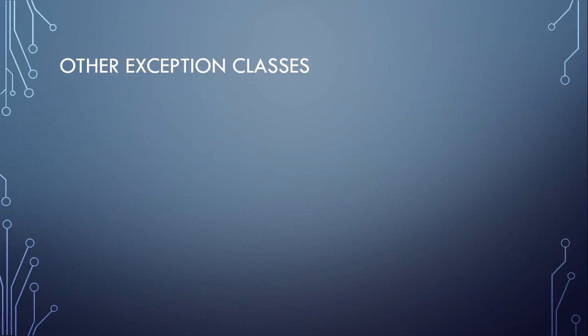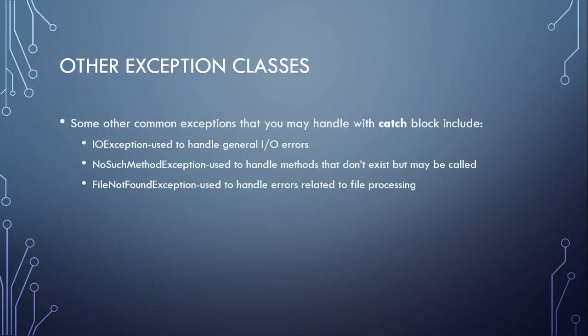If we look at other exception classes, some of the other common exceptions that we may catch with our catch blocks may include things such as IO exceptions, which are used to handle general input-output errors. No such method exceptions are generally used to handle methods that don't exist but may be called. It'll say, no such method, because you may try to code something in your program. This one's a little bit harder to see because a lot of times your compiler will catch those at runtime. File not found exception is used to handle errors related to file processing.